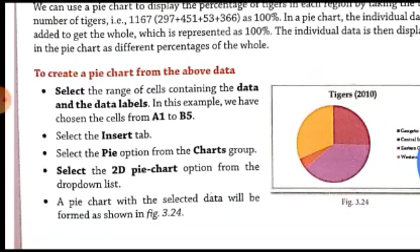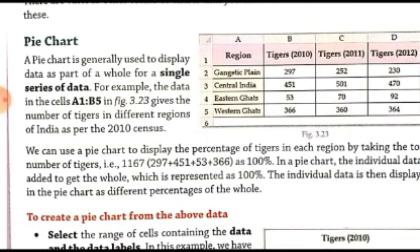First of all, we will select the range of cells containing the data and the data labels. In this example, we have chosen cells from A1 to B5. Why A1 to B5? Because we can create a pie chart only for a single series of data. Single series of data means we can create a pie chart using only the values in one particular column. We can't create a pie chart by combining the values in all three years in one single pie chart. What we can do is create separate pie charts for each of these three different years.